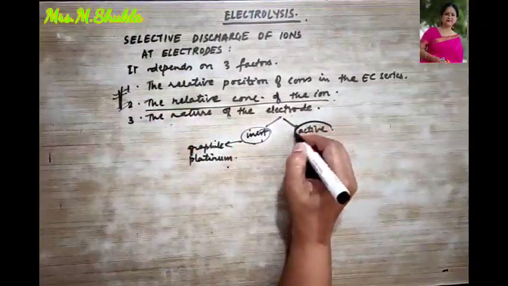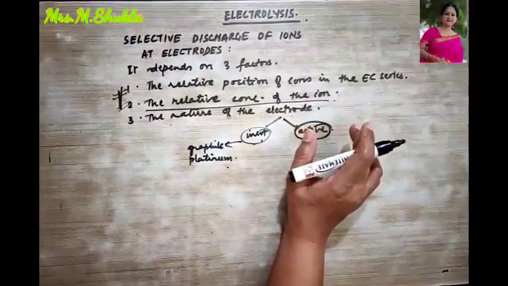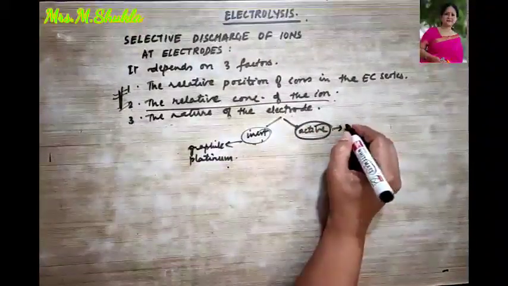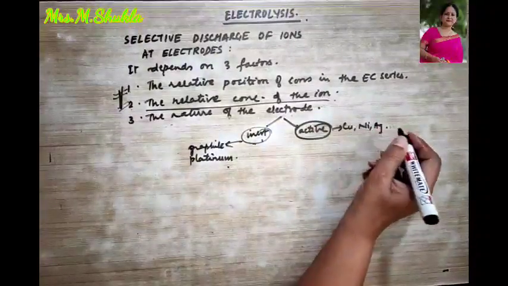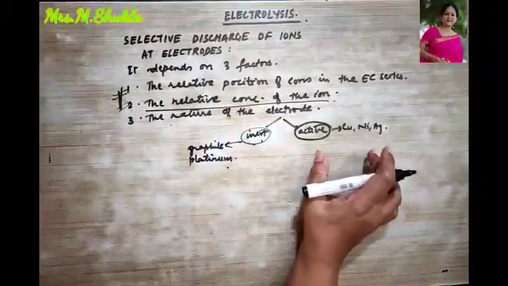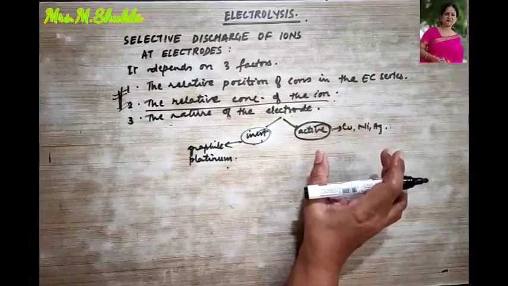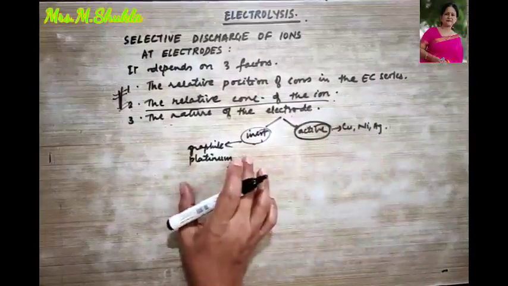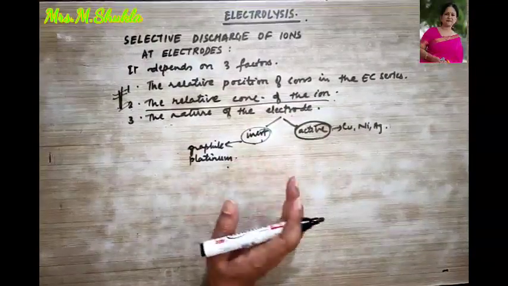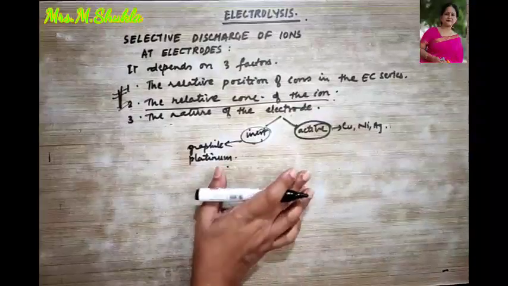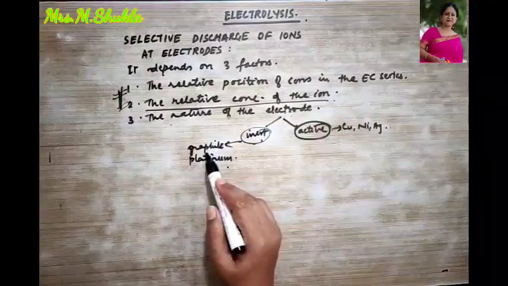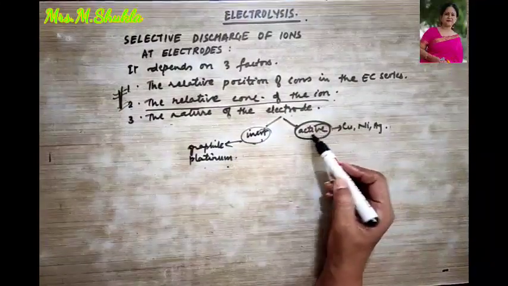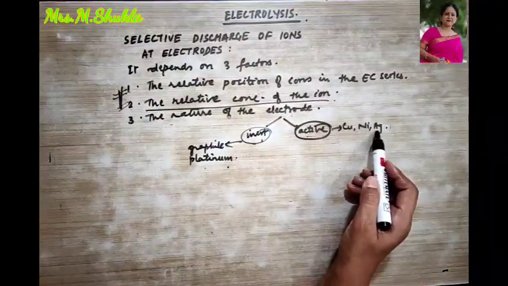But if it is an active electrode, like most metals, for example copper, nickel, silver or gold, they take part in the electrolytic reaction and the product will be very different from what you find with inert electrodes. I hope this is very clear. So you may be asked, name two inert electrodes. These are the two inert electrodes. Name two active electrodes. Any of these two.